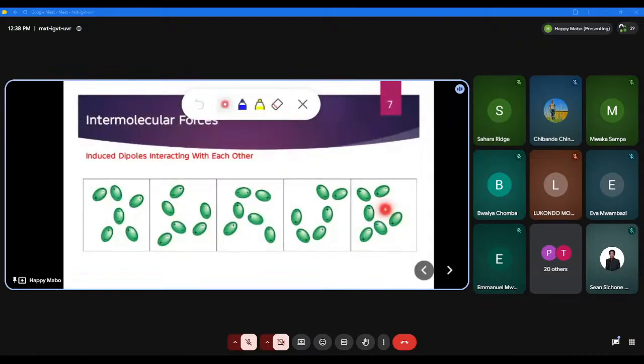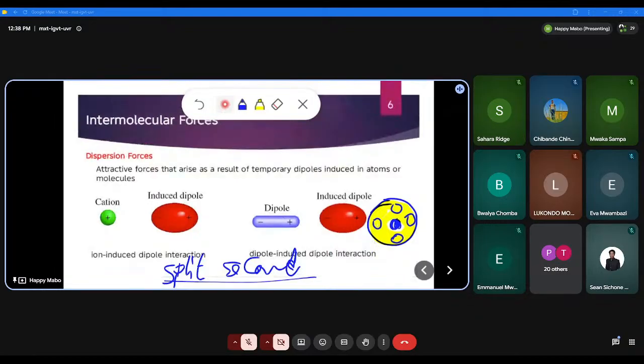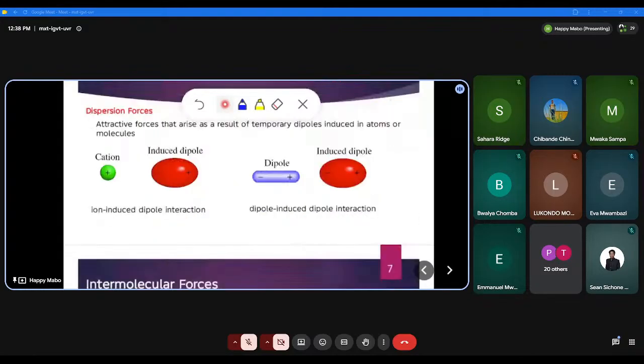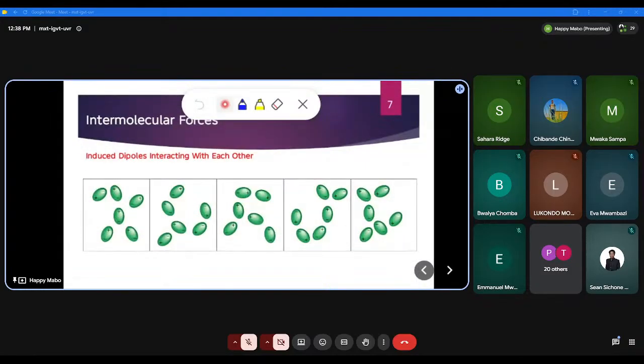A question might be asked: explain with the use of a diagram or an illustration how London dispersion forces form. I forgot to mention one very important thing: these dispersion forces can also be referred to as London dispersion forces. So, with the use of a diagram, explain how London dispersion forces come about in a non-polar substance amongst its molecules.